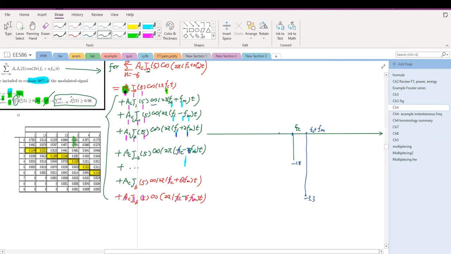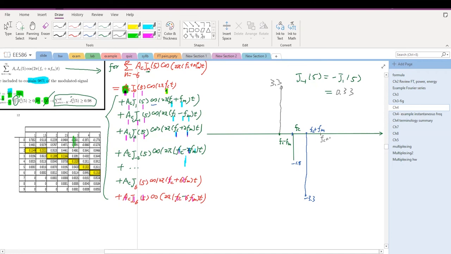And then next one is FC minus FM. FC minus FM is here. The magnitude is J minus 1,5. We know this J minus 1,5 equals minus J1,5. And this equals 0.33. So therefore, we have it here, 3.3.